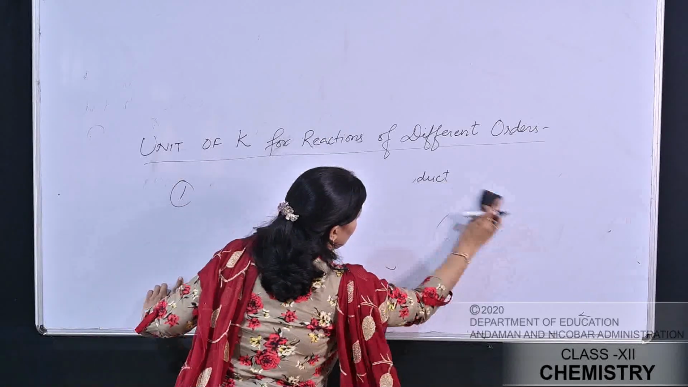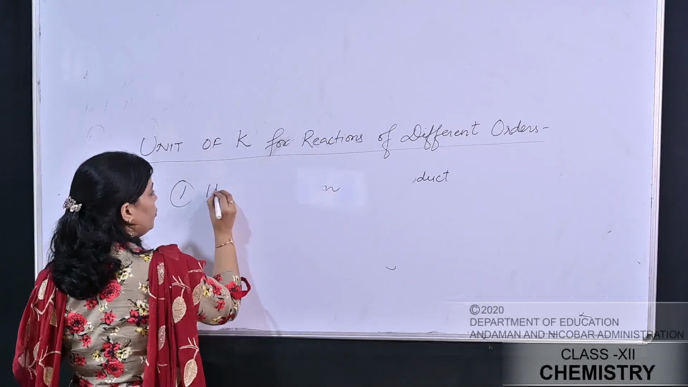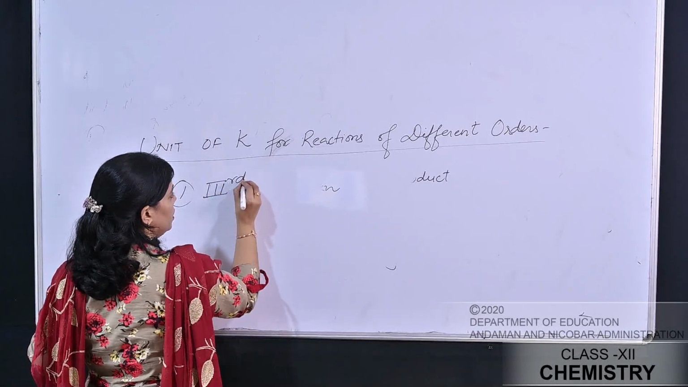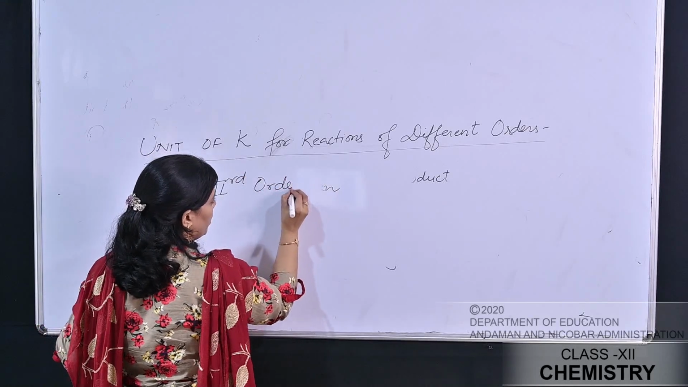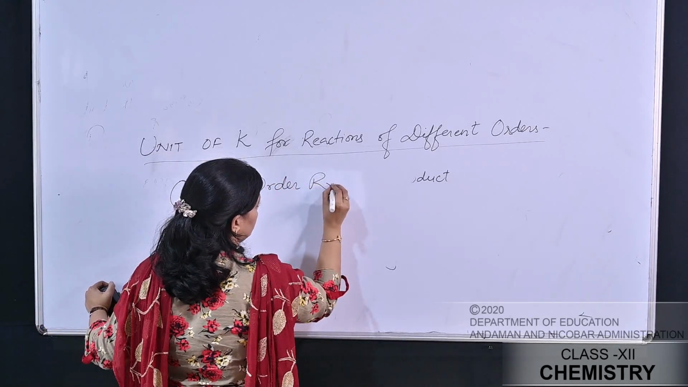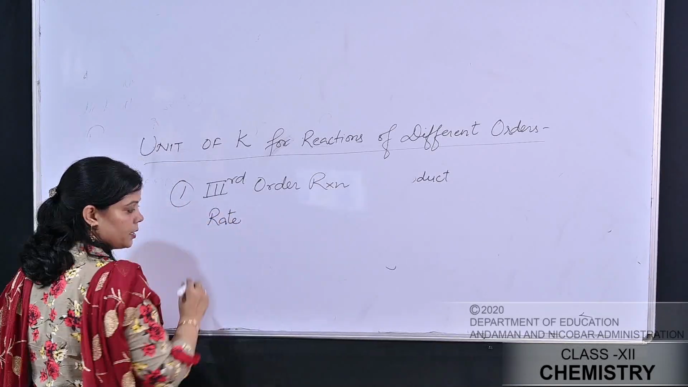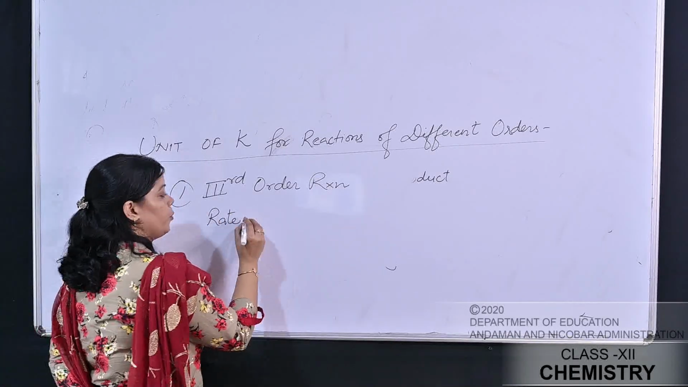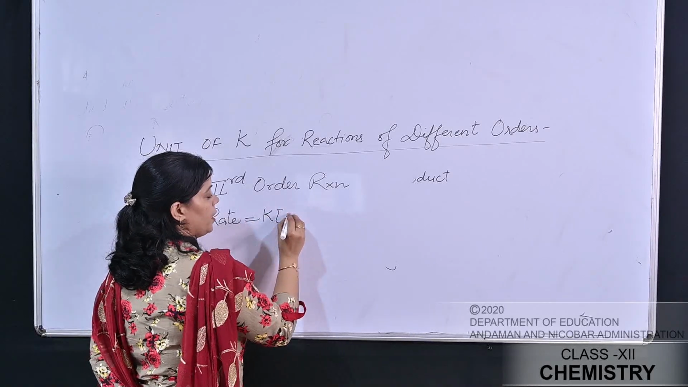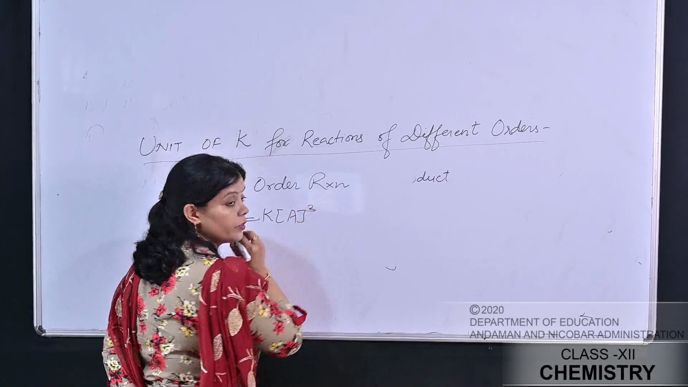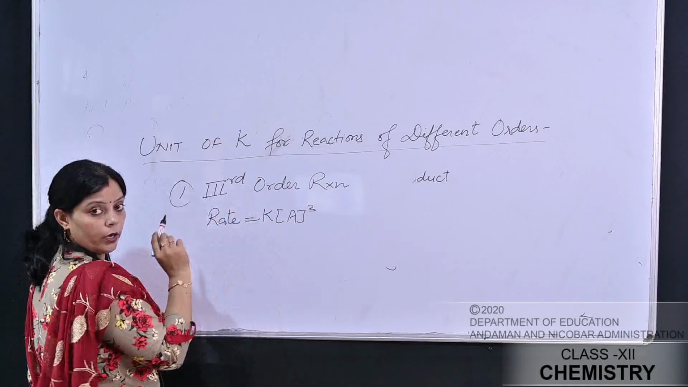After that, we come to the next, that is the unit of rate constant for a third order reaction. For this the rate equation is written as rate is equal to what? K concentration of A raised to power 3, because it follows third order kinetics.